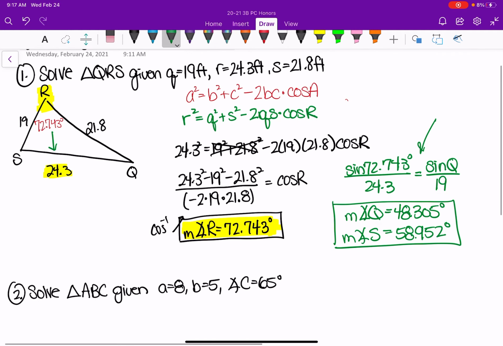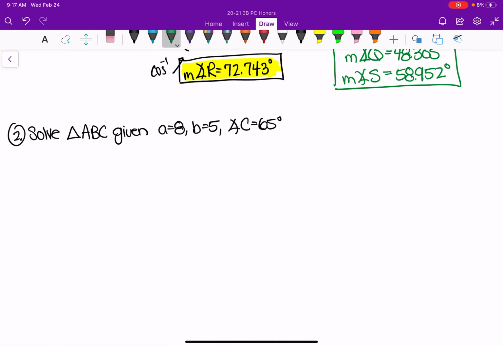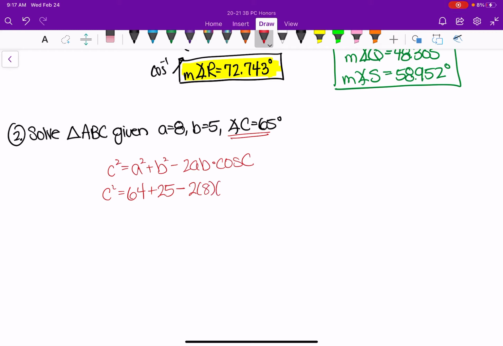A little more straightforward, you guys can always pause if you need to check that out, is our case when we're given 2 sides and an angle. So I'm not going to draw a triangle here, kind of get away from that to save some time. But we're given angle C, and we don't have side C. So we're going to be looking for side C. I always like to kind of see it out first. And I'm going to throw in everything that I have. So 8 squared, 5 squared, minus 2 times 8 times 5 cosine of 65 degrees.